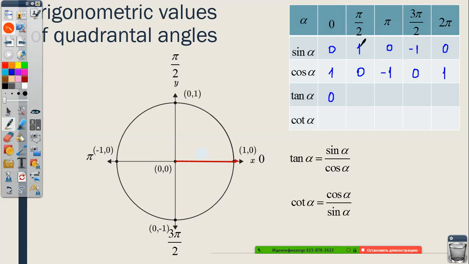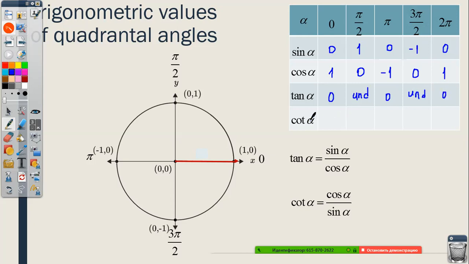Pi over 2, sine is 1, cosine is 0. So 1 over 0, we cannot divide by 0. So that's why it is undefined. Here, 0 over 1 is again 0. Minus 1 over 0, undefined. 0 over 1 is again 0.